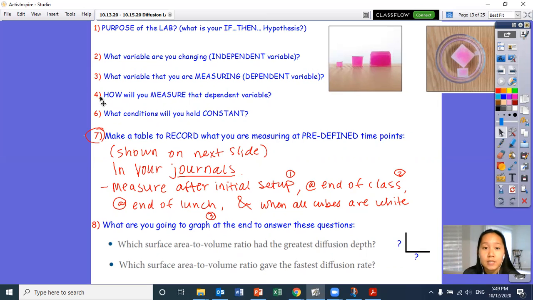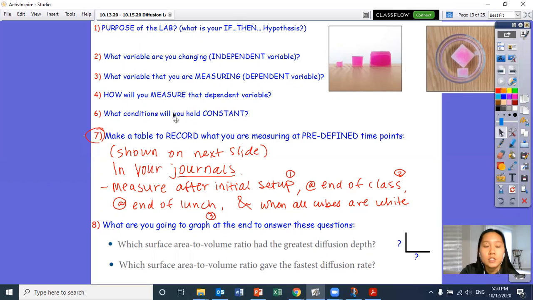How will you measure that dependent variable? Okay, are you measuring volume? Are you measuring area? Are you measuring distance? You tell me. And you want to tell me what kind of measurements you're going to be using, right? If it's only going a little bit at a time, are we going to be using meters? Are we going to be using centimeters? Are we going to be using millimeters?